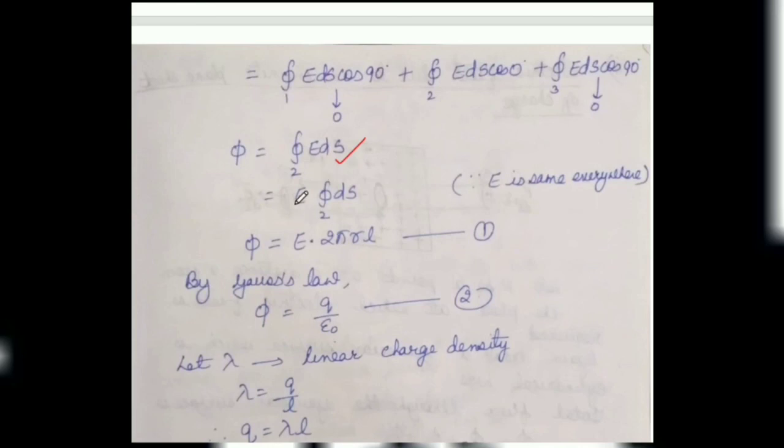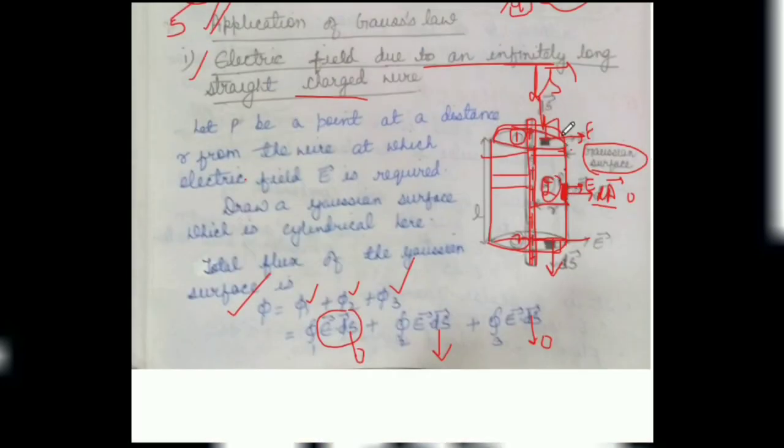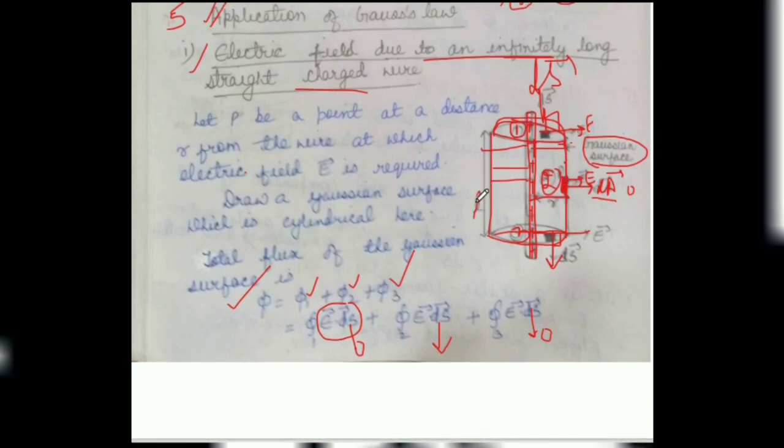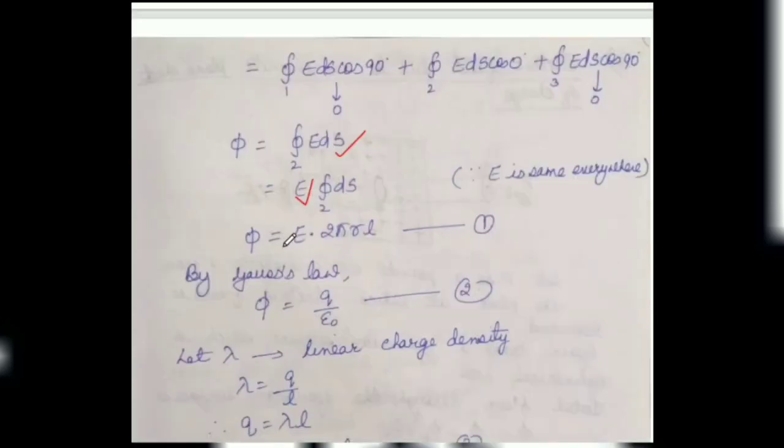E is constant. E is the same everywhere on the Gaussian surface. You take E outside, and this dS is the surface area of this lateral, curved surface. Suppose the length of this cylinder is L and the radius of the base of the cylinder is R. So at a distance R, you have to calculate the electric field. The curved surface area of this cylinder is 2 pi RL. So the total flux is phi equal to E times 2 pi RL, equation number 1.